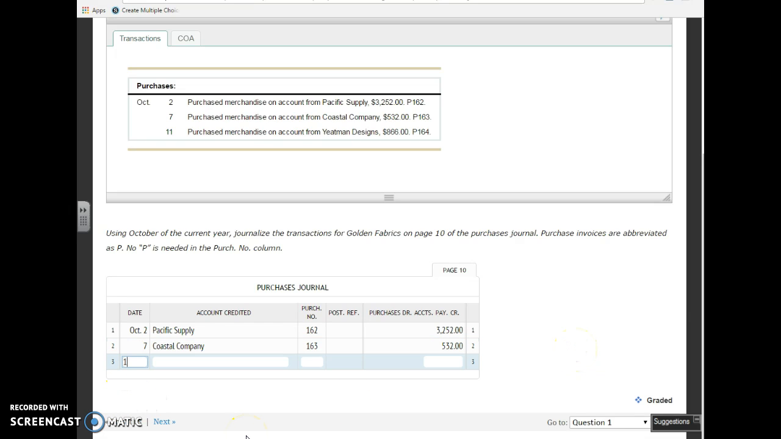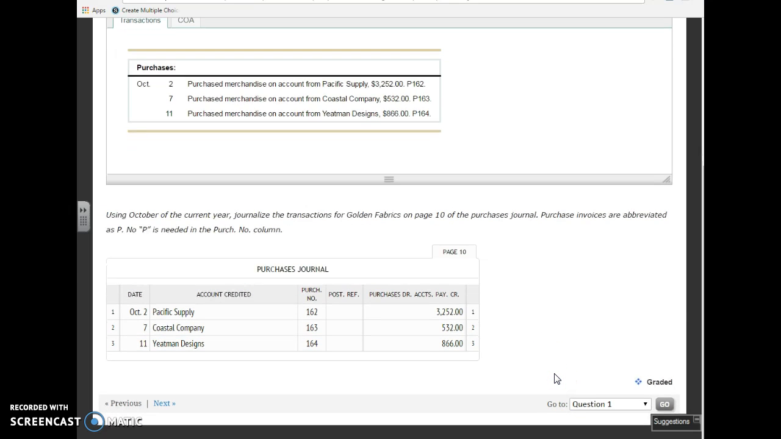And the last one took place on the 11th, and that was dealing with purchasing merchandise from Yeatman Designs. My source document was purchase invoice 164, and that amount was for $866. And that is it for 9-1 and 9-2 work together.